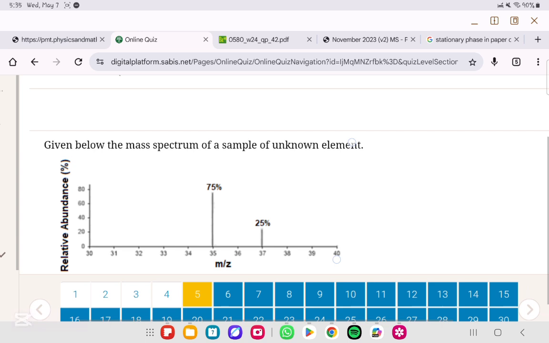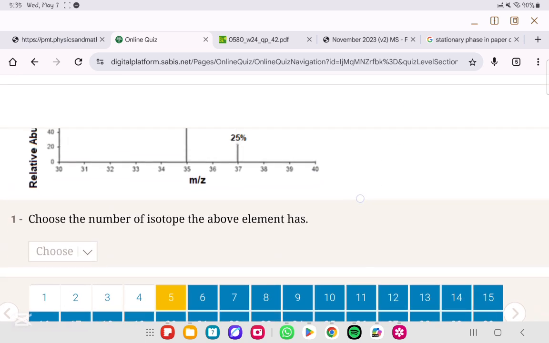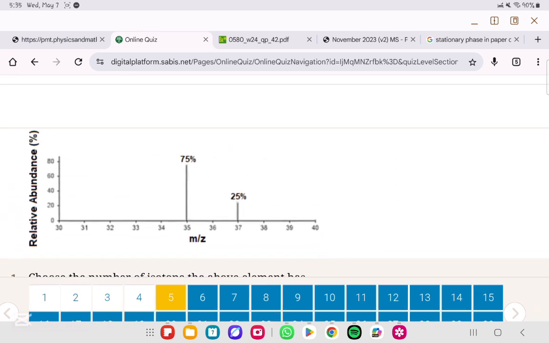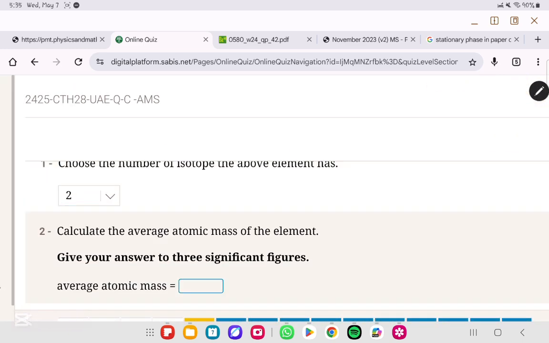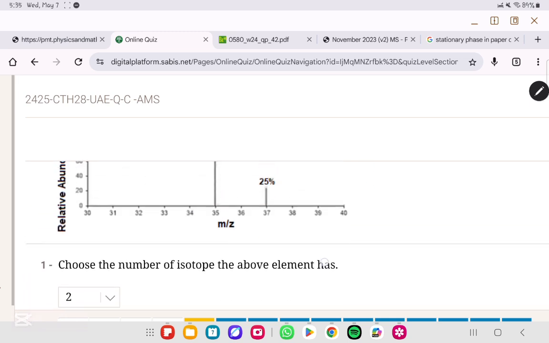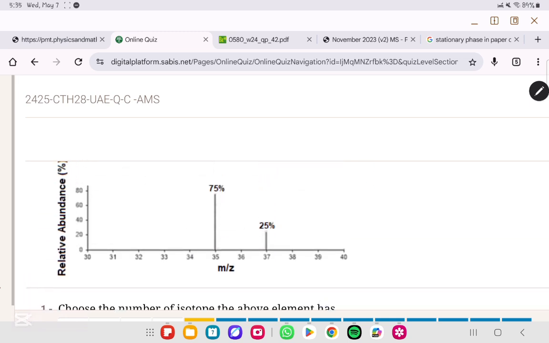Given below the mass spectrum of the sample of unknown element, they said choose the number of isotopes the above element has. Very simply, just check where the percentages are. You have at 35 and 37, so it has only 2 isotopes. Calculate the average atomic mass. This may seem difficult, but it's very easy. Like literally the easiest thing to calculate.